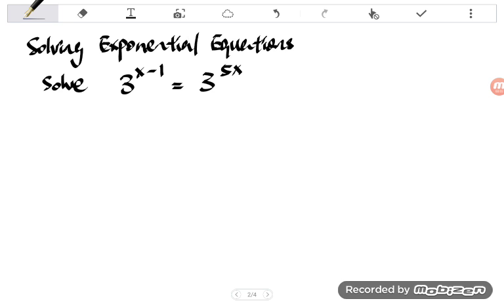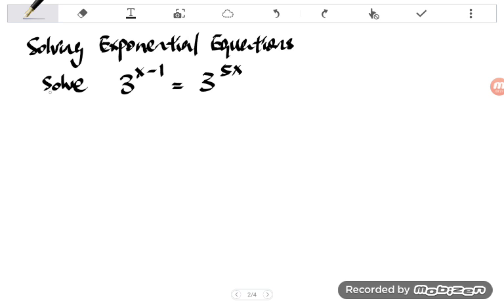In this video, I will be showing you guys a few examples that involve solving exponential equations. Okay, so here they want us to solve 3 to the power of x minus 1 equals 3 to the power of 5x. In other words, we need to find the value of x so that this will be true.